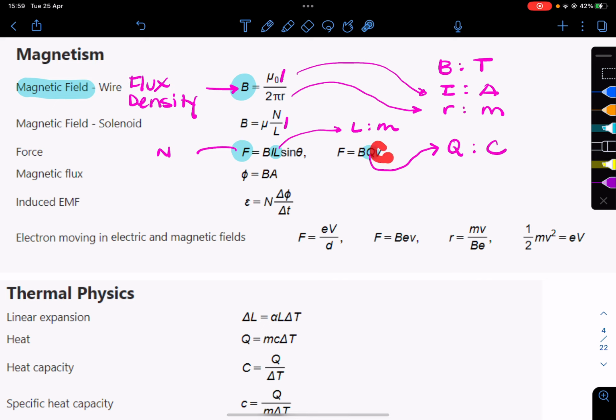And this small v is velocity. Sometimes you'll hear it described as speed, the speed of motion of an electron, but it's basically the velocity. You're going to use the magnitude, so it is actually speed, in meters per second.